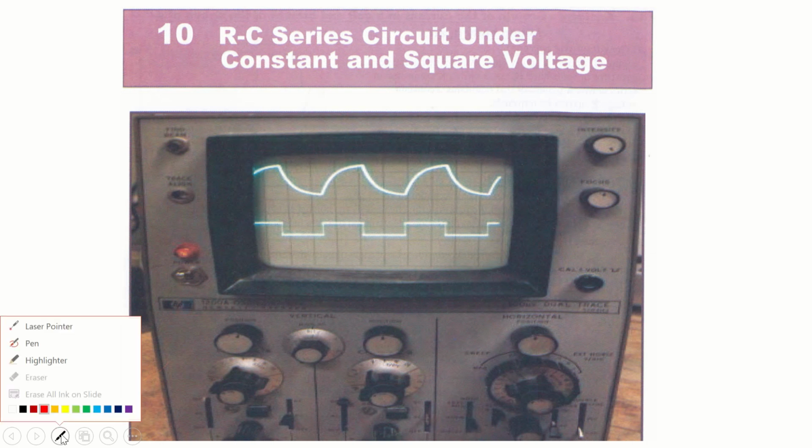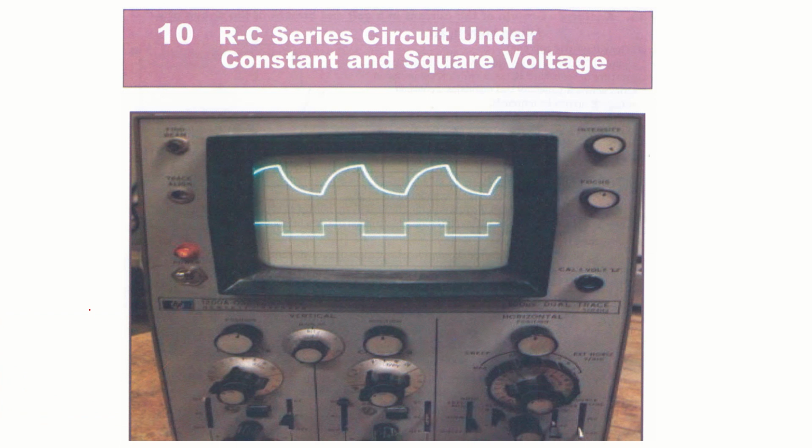Hello everyone. This video explains Chapter 10, RC series circuit under constant and square voltage. So here we have the screen of an oscilloscope showing U across a low frequency generator delivering a square signal and the voltage across a capacitor.